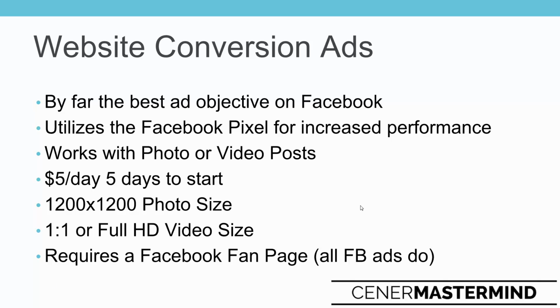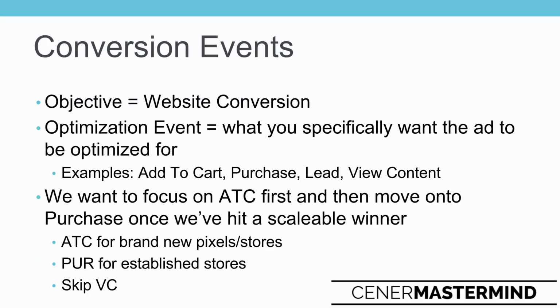Okay. So there are some specifics that are unique to website conversion, right? Once you pick the objective, typically that's the only thing that you need to select. But website conversion goes a step further. So the objective is definitely website conversion, but there's also a thing called optimization event, okay? And this is what you specifically want the ad to be optimized for. And different examples are basically different examples of website conversions, right? Website conversion does not only mean purchase.